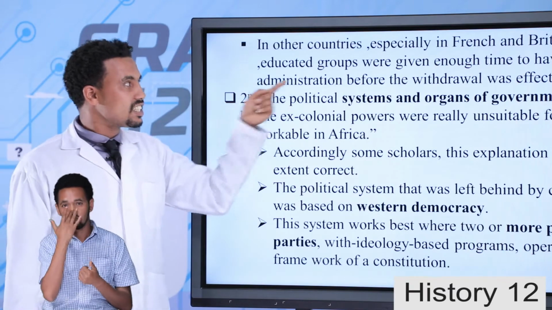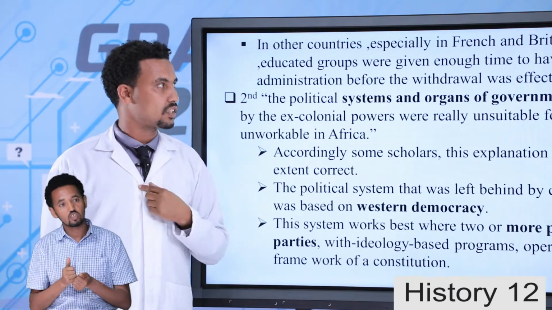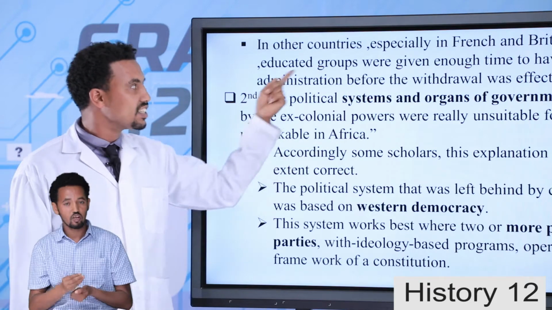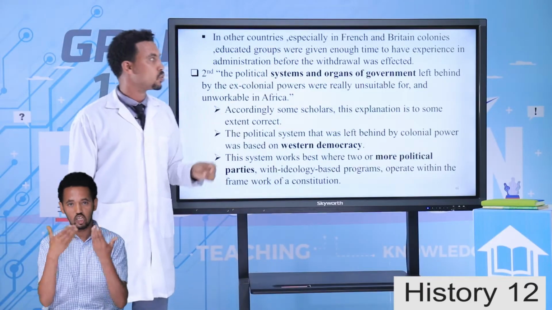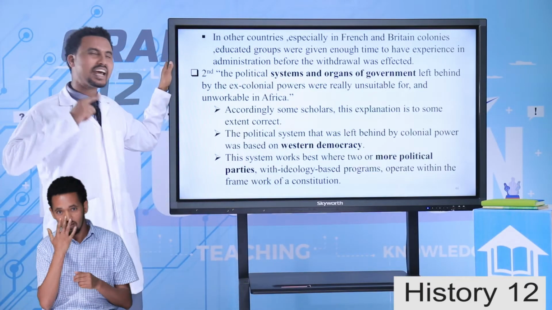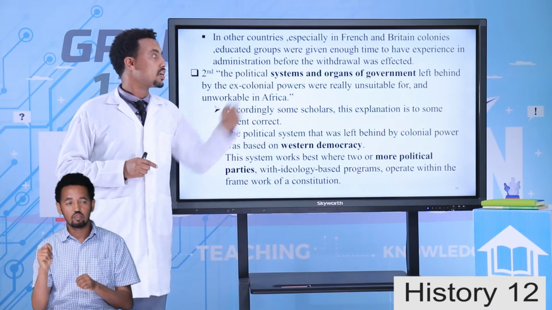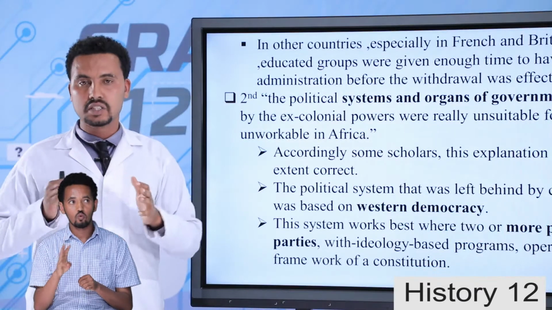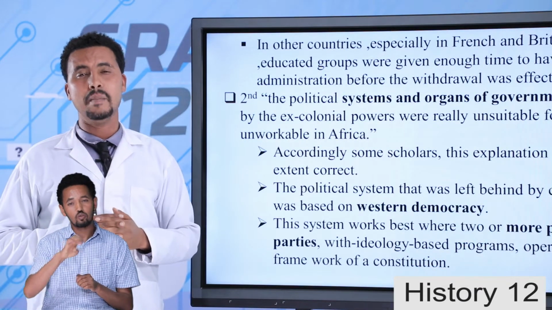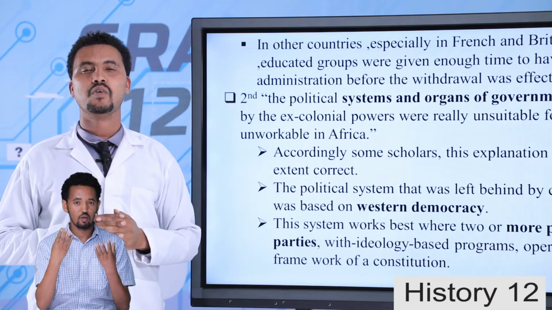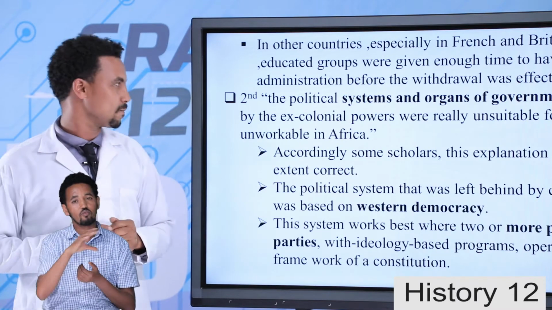In other countries, especially in French West Africa and the British colonies, educated groups were given enough time to gain experience in administration before the withdrawal was effected. Before the withdrawal of European countries, many educated Africans influenced African politics.